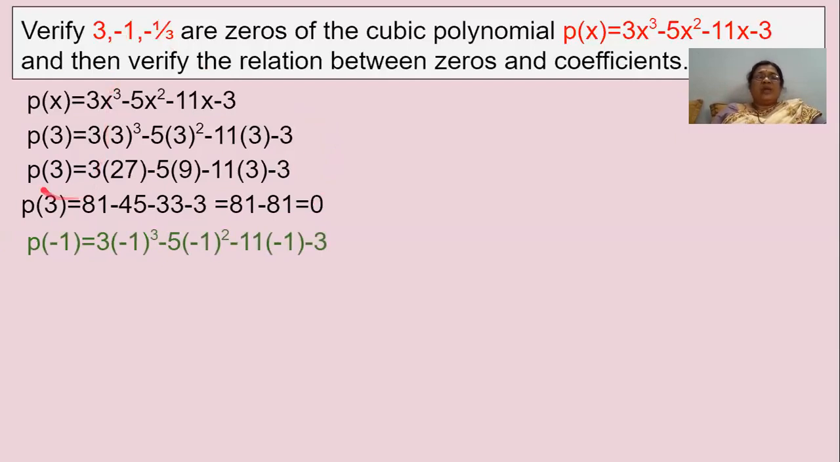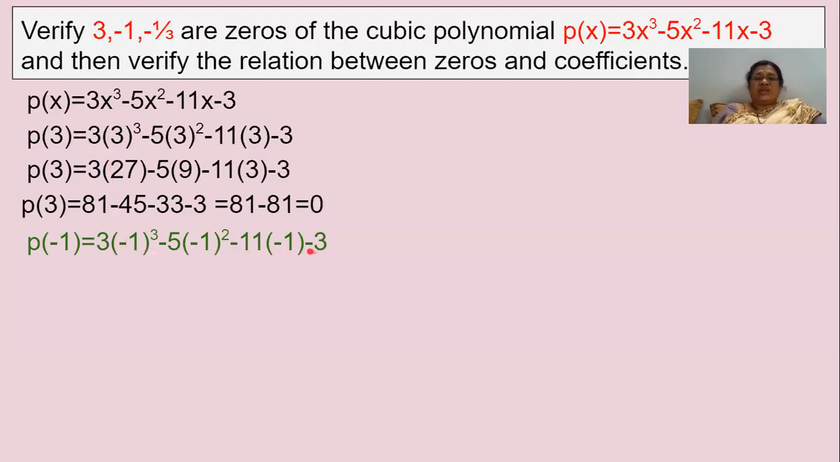This time in place of x, I kept minus 1. So wherever I see x, I just kept a bracket. See, when you keep a bracket once and then you write minus 1, it will be very easy. So follow my steps. Each and every step you have to follow. Whatever I do, the same thing you have to follow. Here in place of x, I have substituted minus 1 this time.